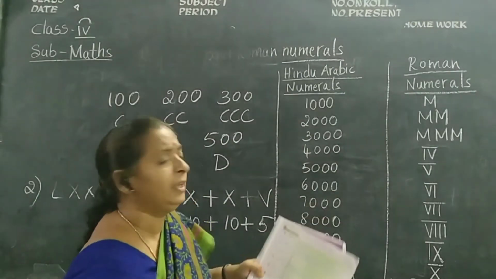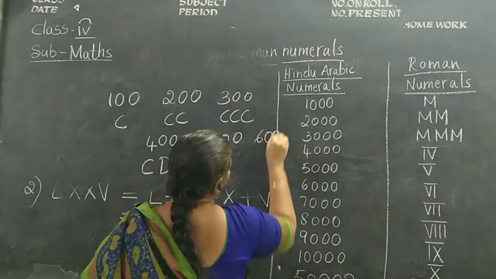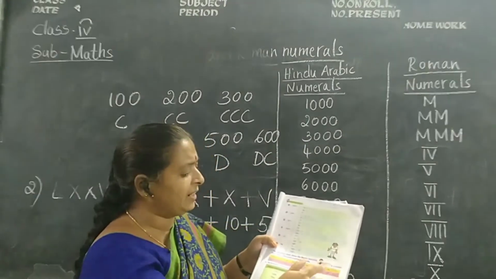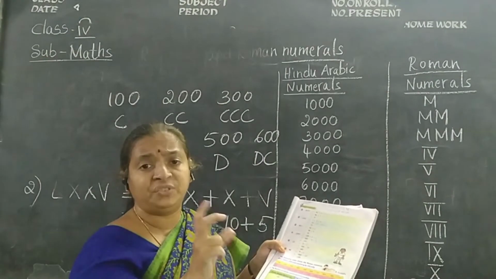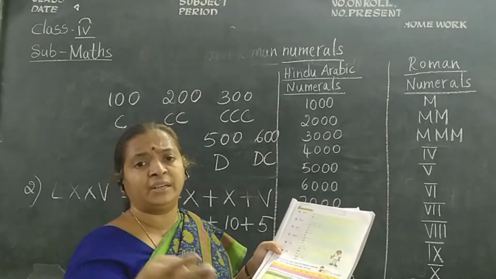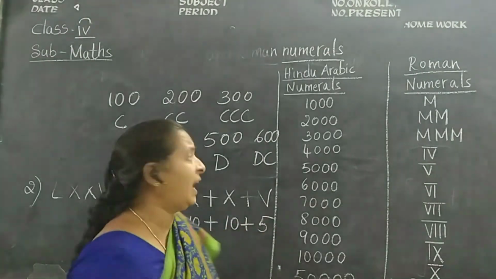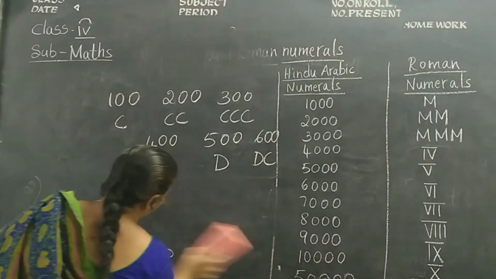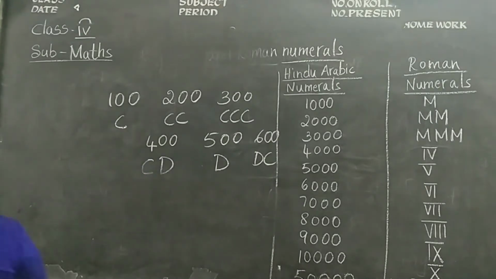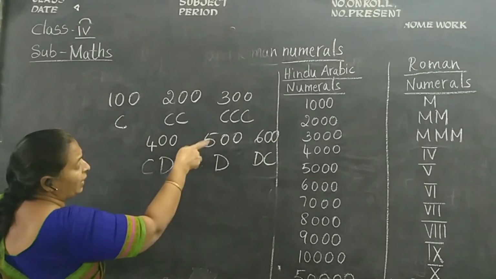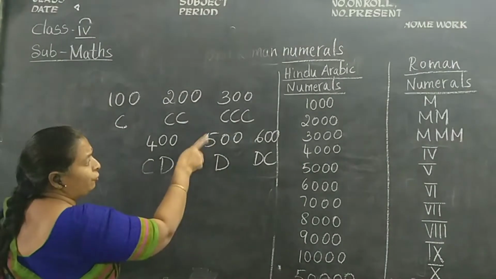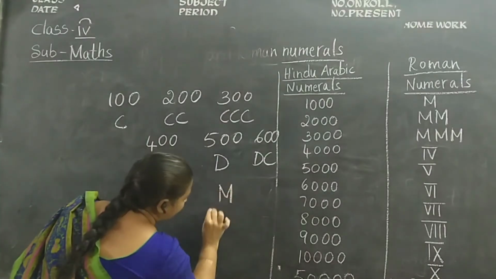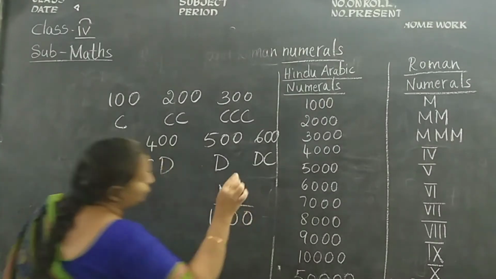See children, 600 is DC, 700 is DCC, 800 is DCCC, because D is 500 and three C's are 100, 100, 100, making 800. Then 900. Again, a little change is there, children. How we tell D is 500 in the Arabic numeral, and M is 1000. M is 1000, children.